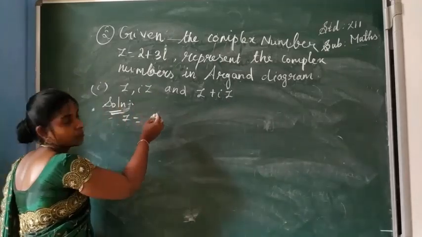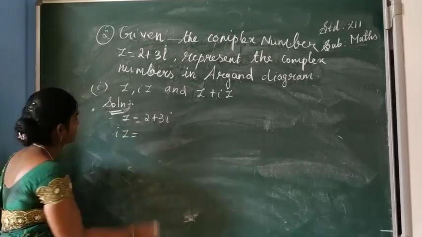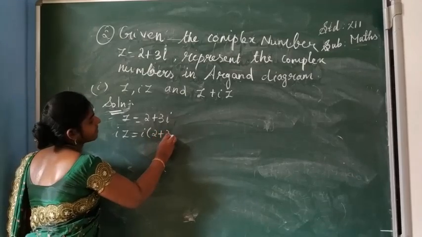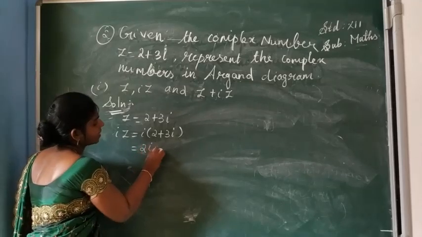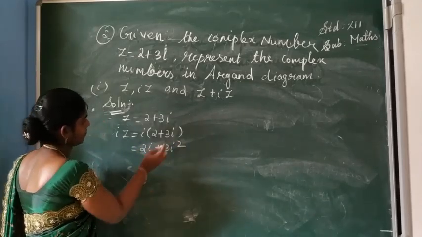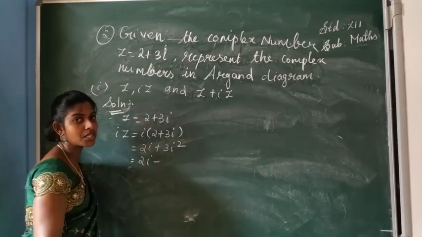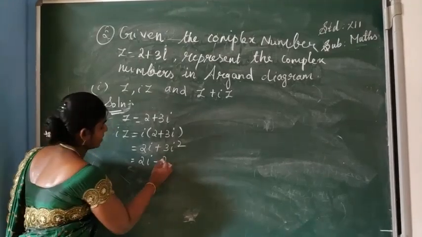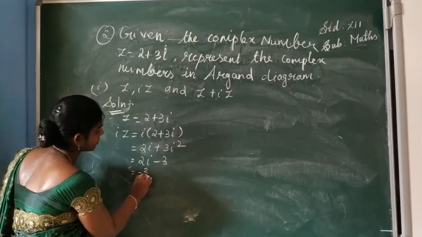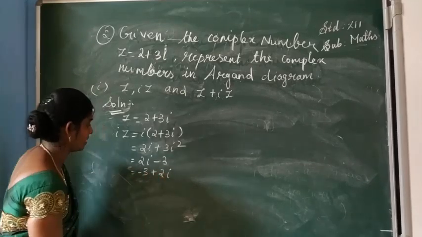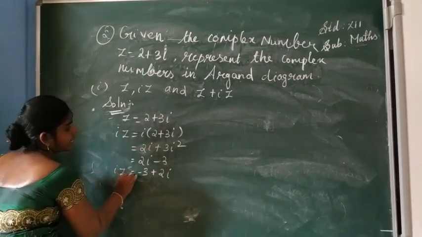So Z value already given. So 2 plus 3I. So I Z equal to I into 2 plus 3I. That's equal to, multiply this I inside. So 2I plus 3I square. That's equal to 2I minus I square, the value is minus 1. So minus 3. So this is for I Z. That's equal to minus 3 plus 2I. First you have to write the real part, then you have to write the imaginary part. This is I Z.